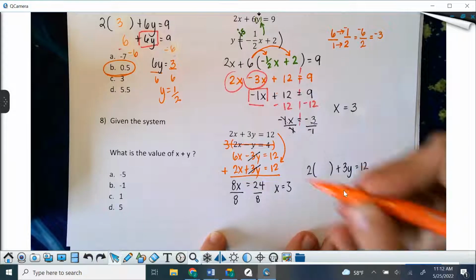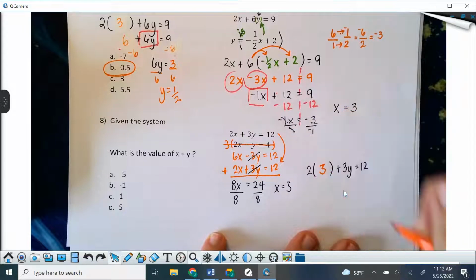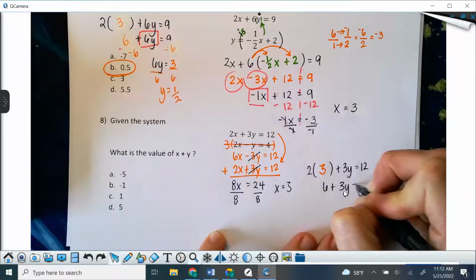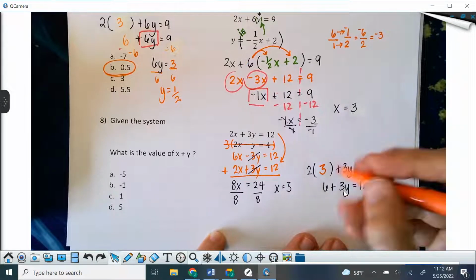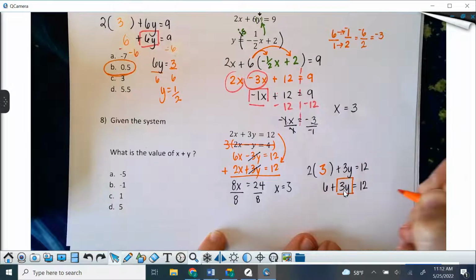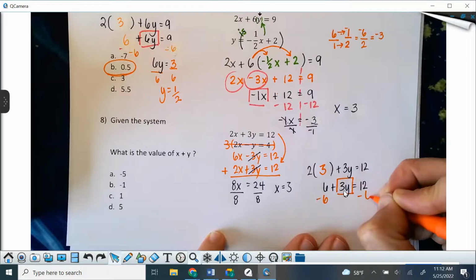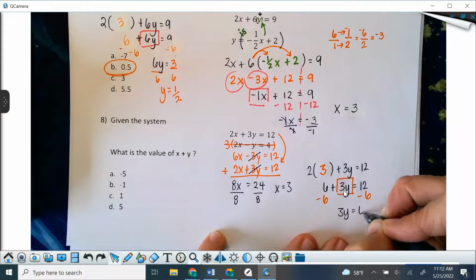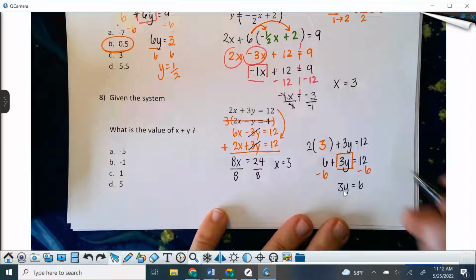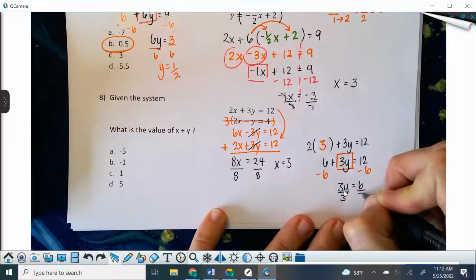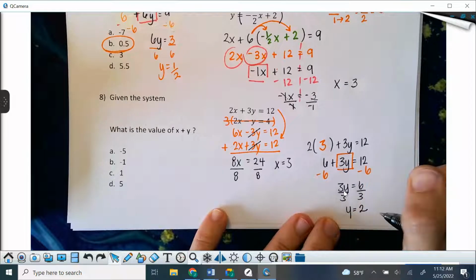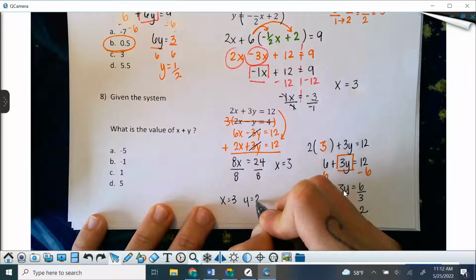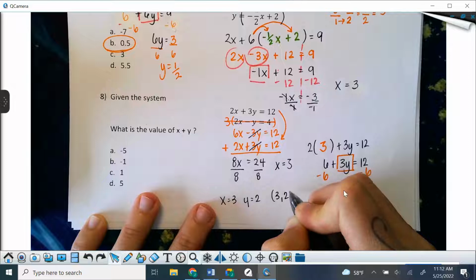And I just took the top equation. You can do either one. So 2 times 3, just give me 6 plus 3y equals 12. We want to solve for y. So we're going to subtract 6 from both sides. 3y equals 6. And then we're going to divide by 3, y equals 2. So x equals 3, y equals 2. Written as a coordinate, it would be 3, 2.